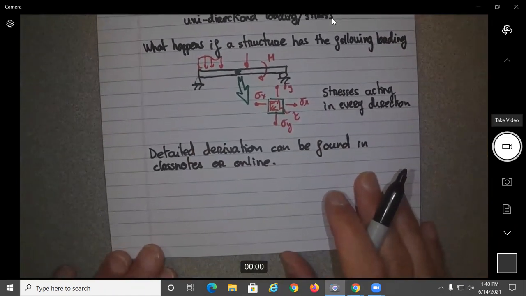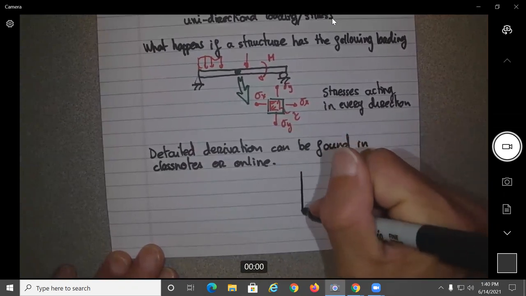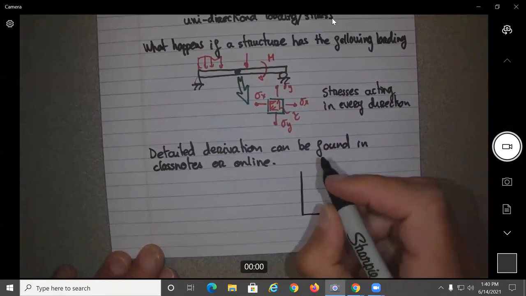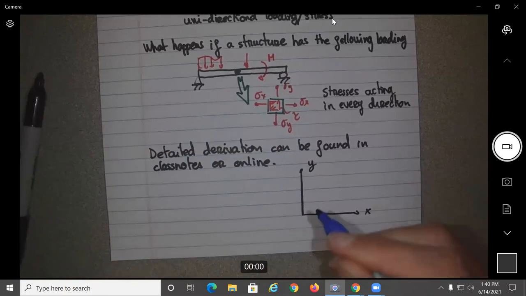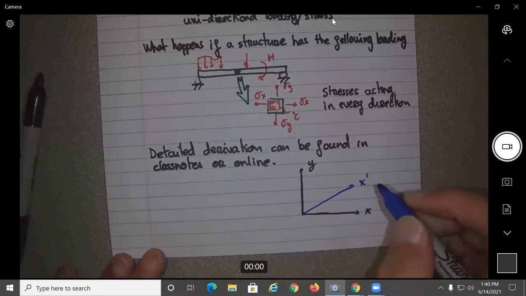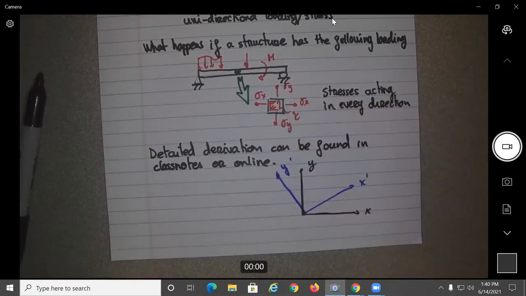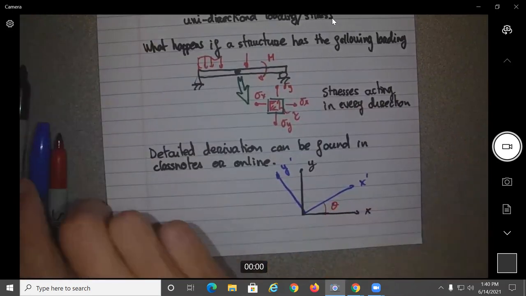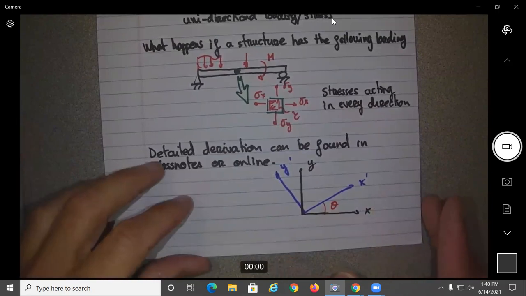So if you do that, let's say I'm gonna do here a little figure and I will go to the next page. So we have the X and Y coordinate system. And now we're gonna do a rotation, X prime, Y prime. And let's say we're gonna rotate this one by an angle theta.